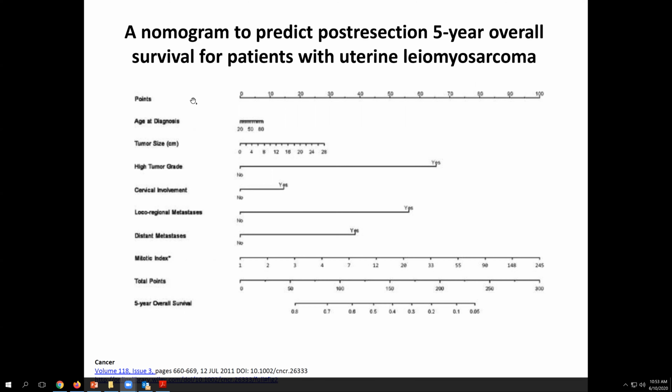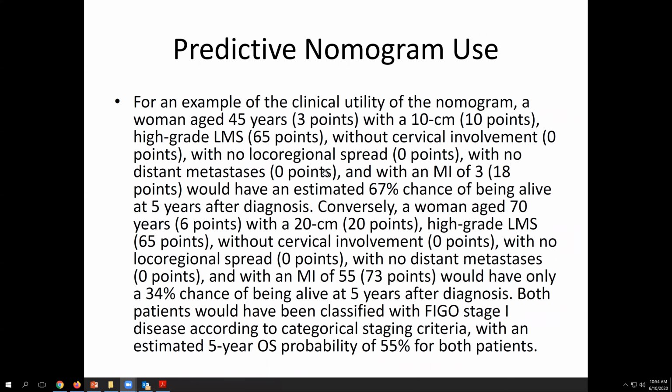This is based on a point system that assigns points based on age, tumor size, high or low grade, cervical involvement, spread, distant metastasis, and mitotic index. Based on those total points, it drops down here to a relative survival rate ranging from, well, this is not well magnified here, from 80% down to 5 or 10%.